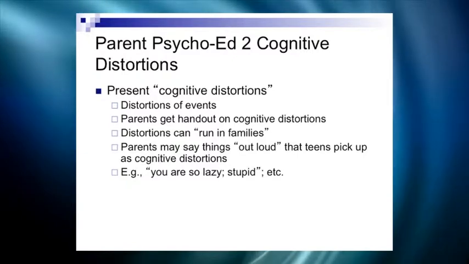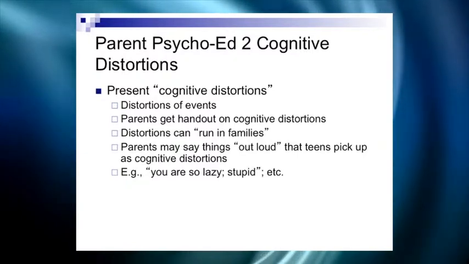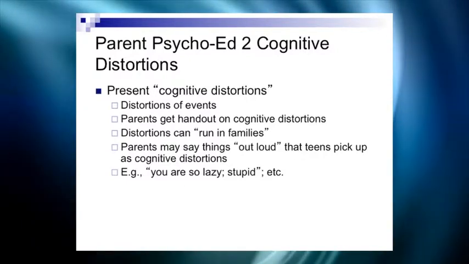We do give parents in this second psychoed a handout on cognitive distortions, which I'll show you later when we deal with it with the kids. And we ask them if there's any cognitive distortions that they tend to use or that run in their family. Maybe they're saying things that the teens are picking up on as cognitive distortions. Criticisms that you're lazy, stupid, etc.